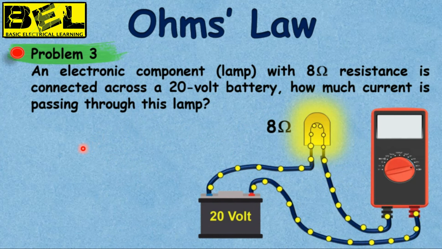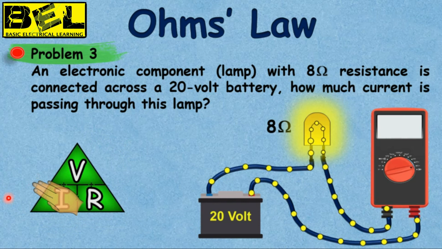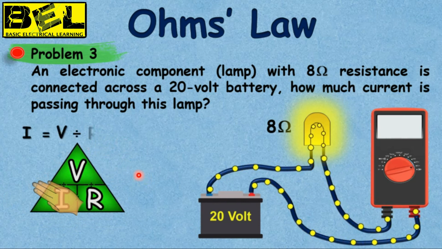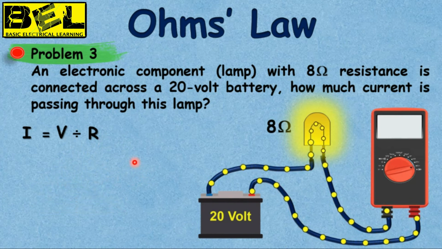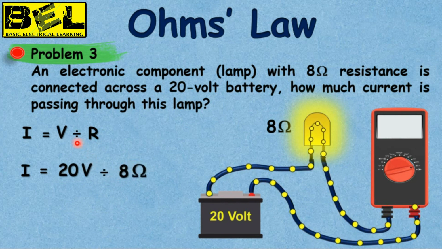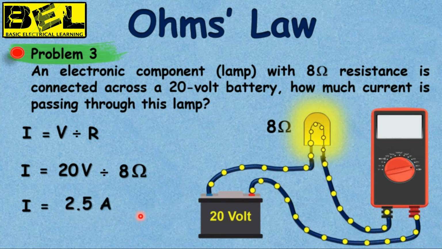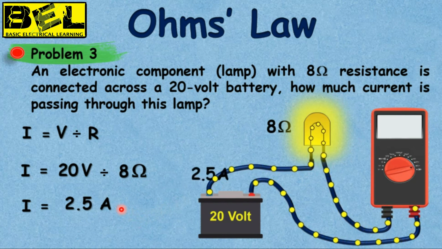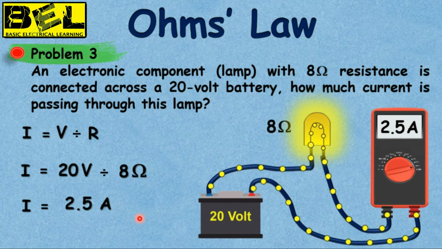We will use Ohm's law again by using the Ohm triangle. By covering the I, the remaining equation is V divided by R, that is I is equal to V divided by R. By putting the values here, that is 20 volt divided by 8 ohm, the current will be 2.5 ampere. So the current for this lamp is 2.5 ampere, which we have found with the help of Ohm's law.